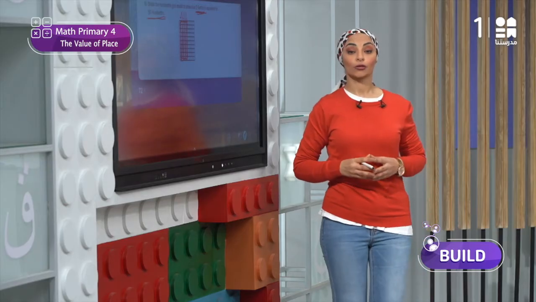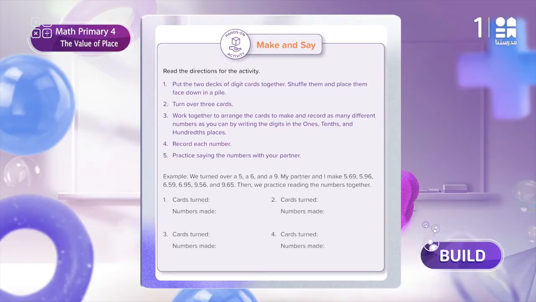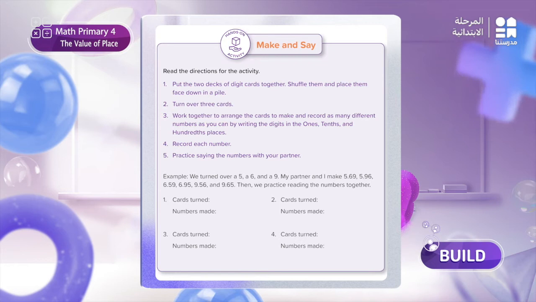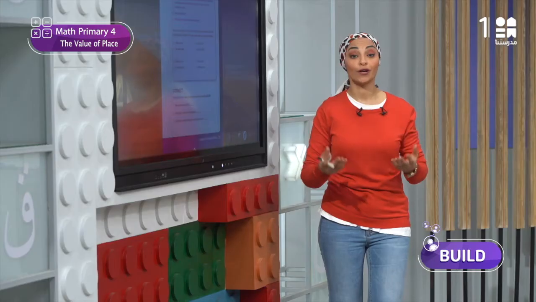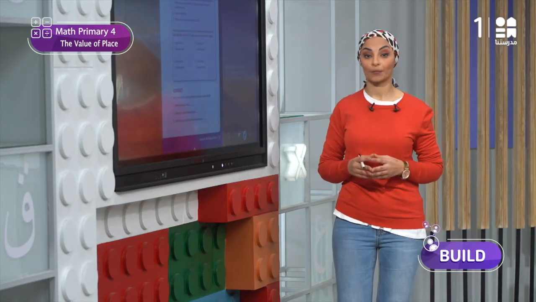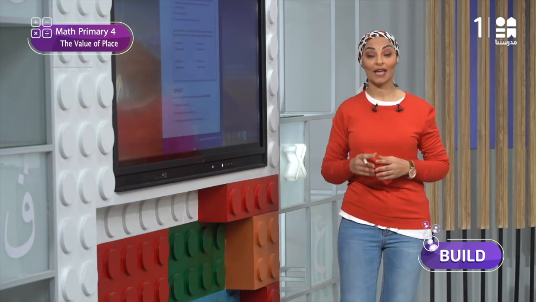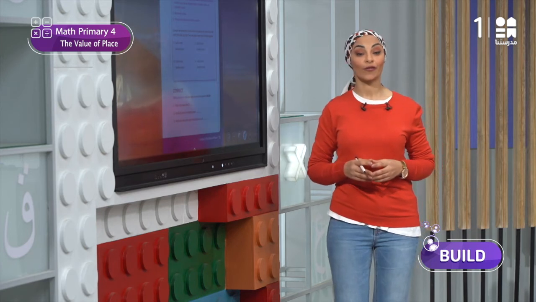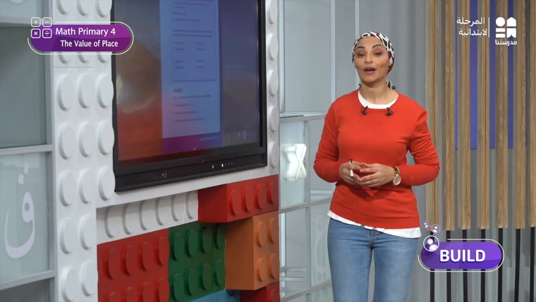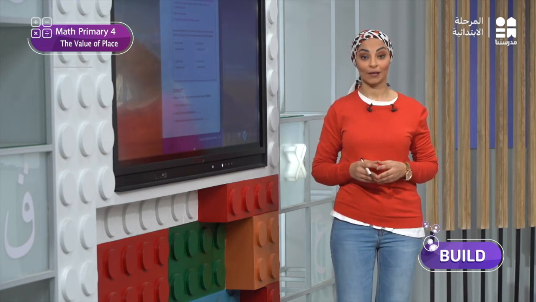In the second part of build on page 73, let's see the second part of build. Here in this page we have a game. I will use the digit cards to make decimal numbers and do further practice through reading them. I will try this game with you now. You can also play this game with your friends in your classroom as practice for our lesson today.